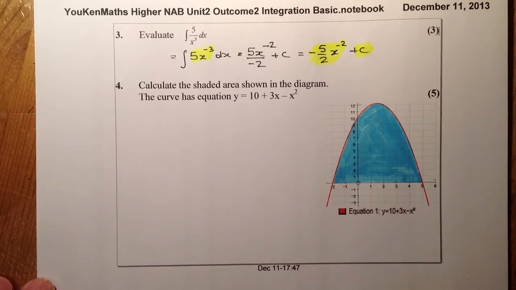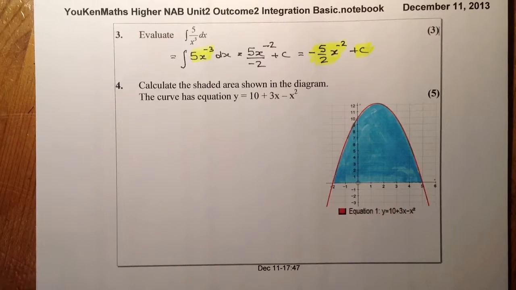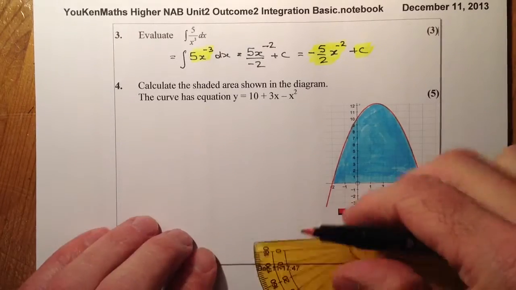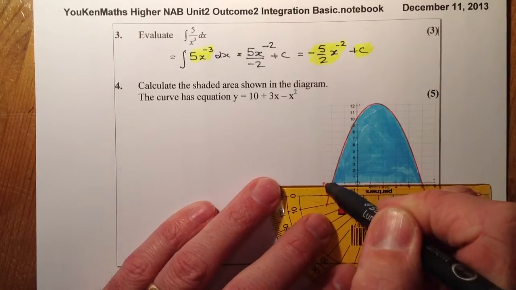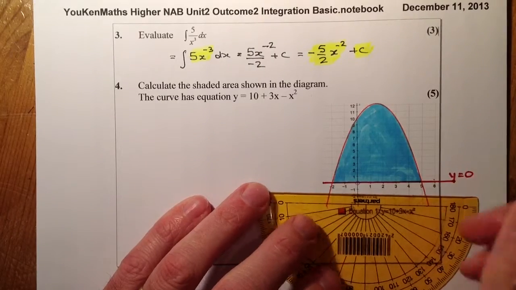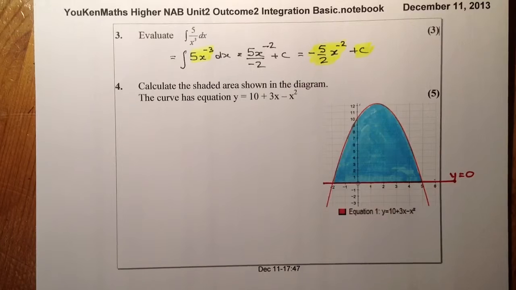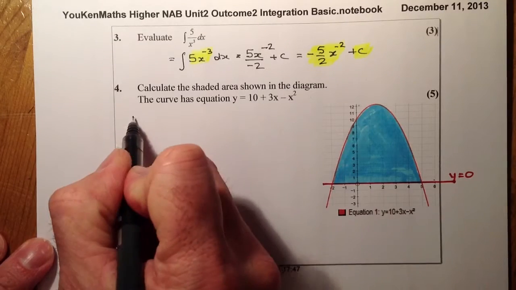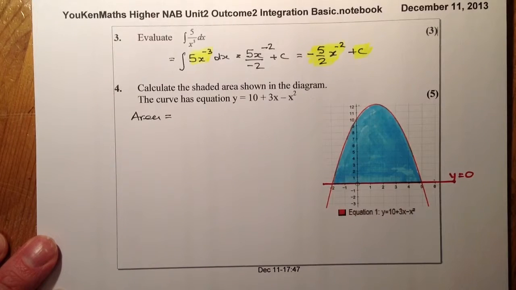So the shaded area is bounded by the equation that I've been given, and it's also bounded by the x-axis. And if I look at the x-axis, that would be our x-axis that would run along here. And the equation of the x-axis is y equals 0. So that's what it's bounded by. And if I was going to write that out in full, I'm going to write down the area is going to be equal to. Right, so to work out the area, we're going to integrate.